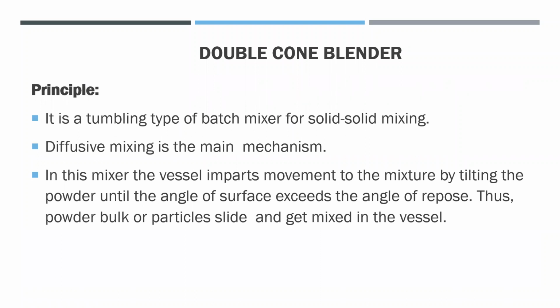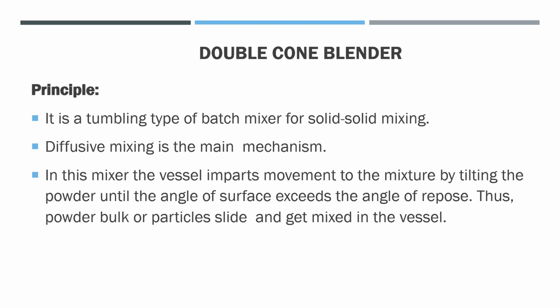So the principle of this double cone blender: it is a tumbling type of batch mixer for solid mixing. This double cone blender is mainly used for solid mixing, and diffusive mixing is the main mechanism used for the mixing of material in the double cone blender.